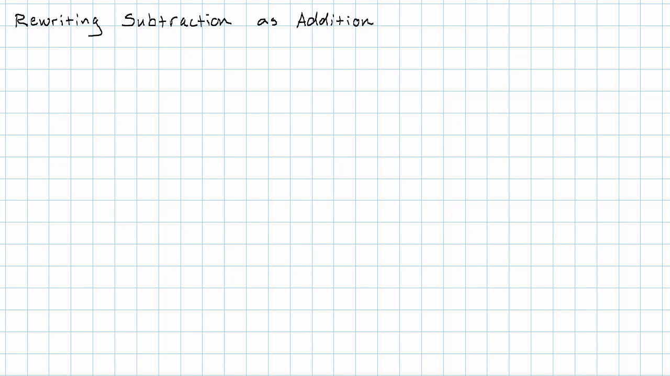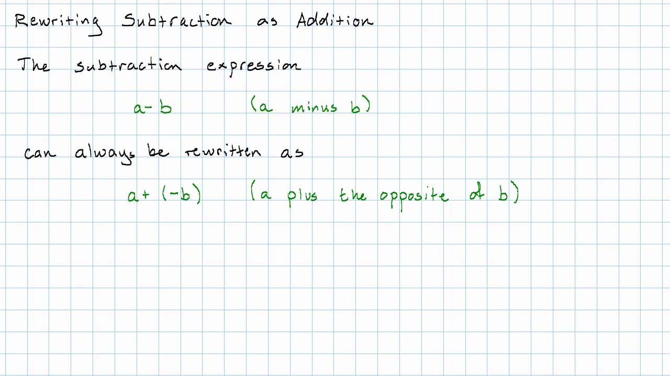One of the big reasons we want to talk about negative numbers when we're doing algebra is that it turns out that addition and subtraction are really the same thing once negative numbers come into play. In particular, the subtraction expression a minus b can always be rewritten as the addition expression a plus the opposite of b. To see why, let's take a moment and look at pictures of a subtraction and an addition with a negative number.